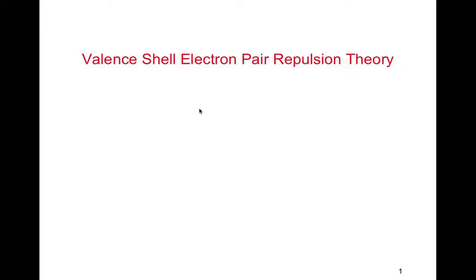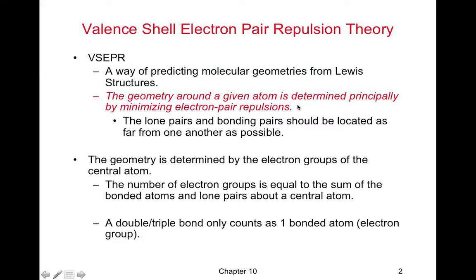In this lecture, we're going to continue our study of bonding in covalent molecules, and specifically, we're going to look at a theory called valence shell electron pair repulsion theory, or VSEPR for short. VSEPR gives us a way of predicting the shapes, or molecular geometries, of a molecule based on its Lewis structure.